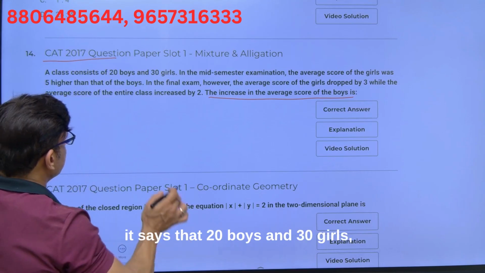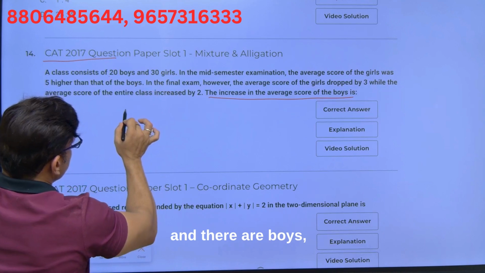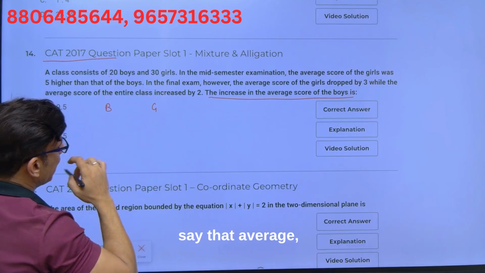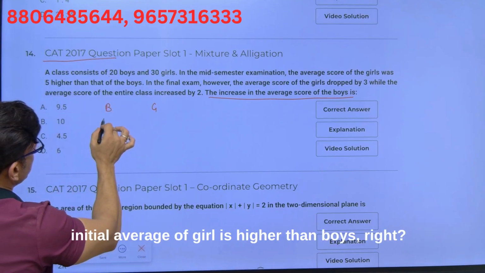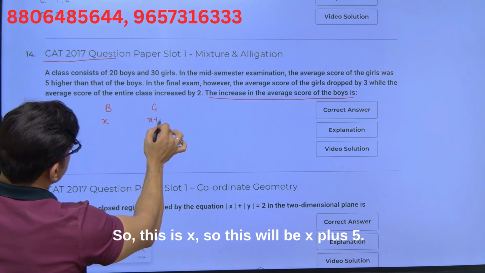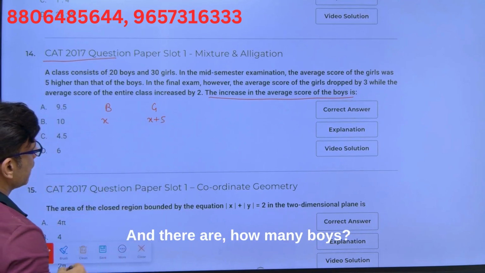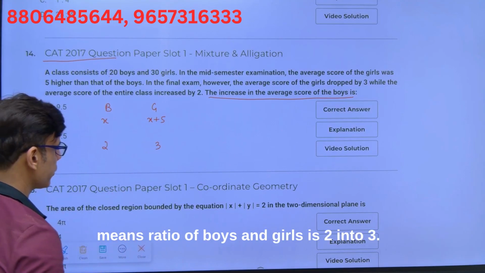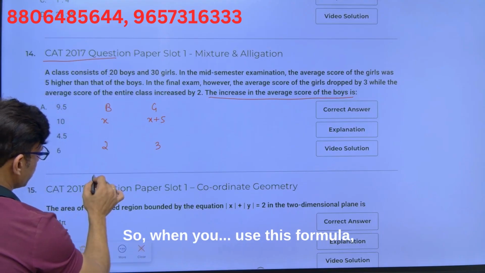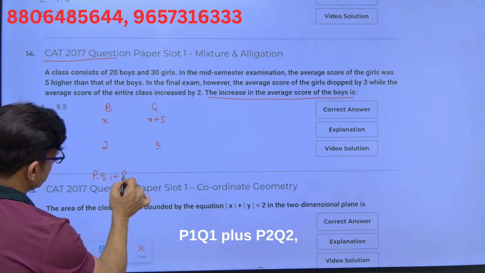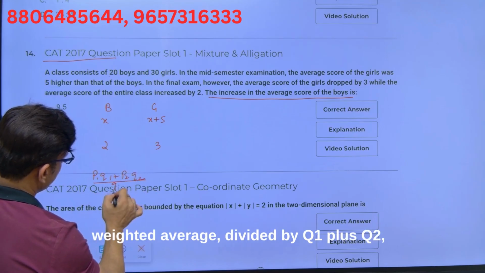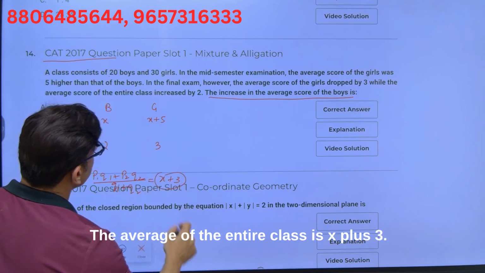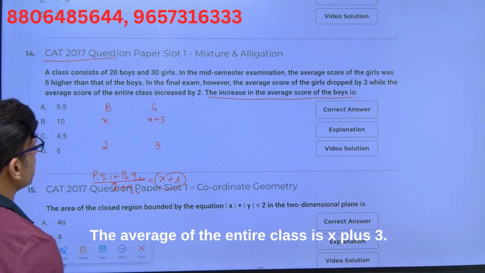So understand, it says there are 20 boys and 30 girls, and the initial average of girls is higher than boys, right? So if the boys' average is x, the girls' average will be x plus 5. And the ratio of boys to girls is 2:3. So when you use the weighted average formula, (P1 Q1 plus P2 Q2) divided by (Q1 plus Q2), this gives you x plus 3. The average of the entire class is x plus 3.